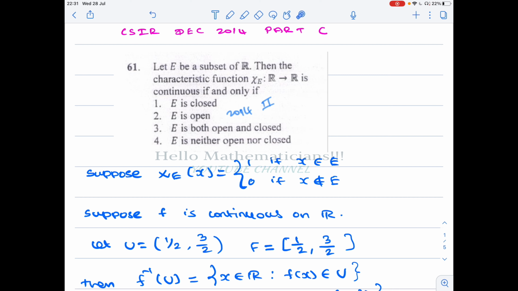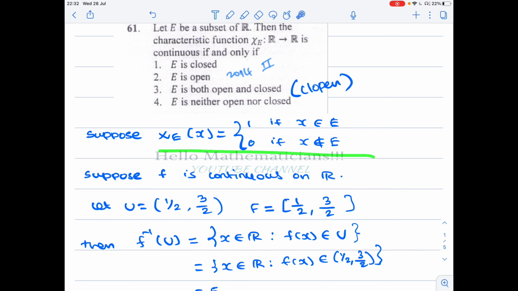So chi_E is continuous if and only if E is closed, E is open, E is both open and closed, or E is neither open nor closed. Here I want to remark that a subset which is both open and closed is said to be a clopen set. This is a notion usually used in topology.